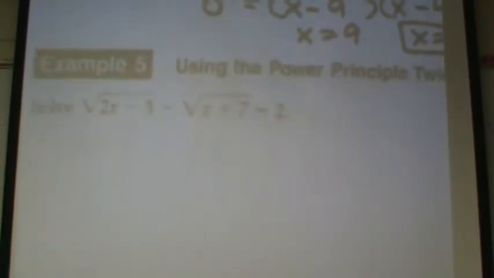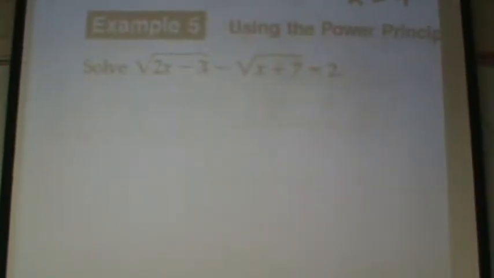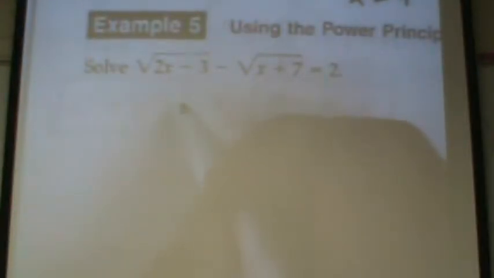This one is probably your least favorite, where you have to square this problem throughout. You have to do the squaring process twice. What should you first do when you have two radicals on one side? One of them's got to go on the other side. Which of these two makes most sense to move? The one with the negative, right?